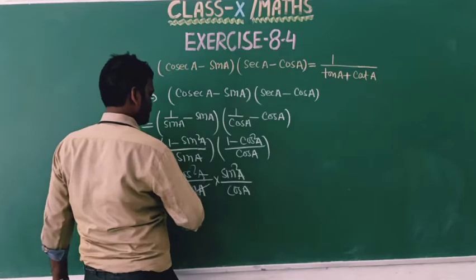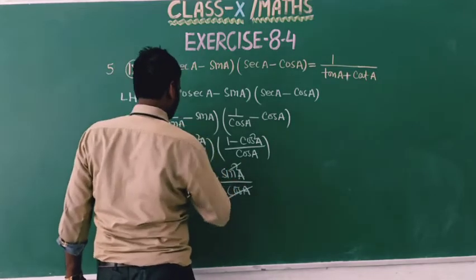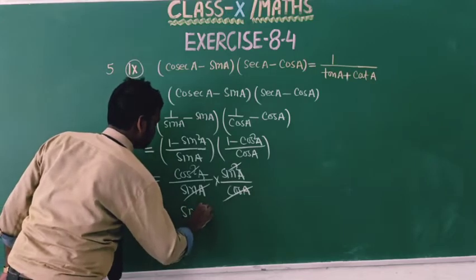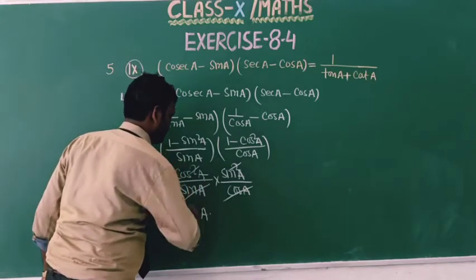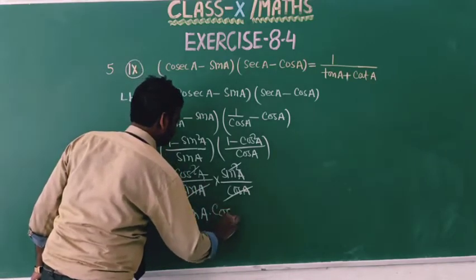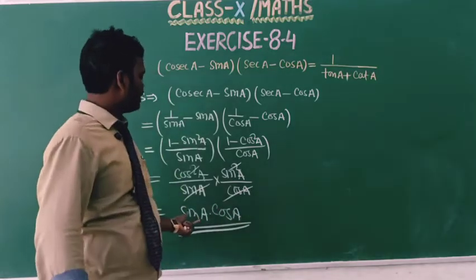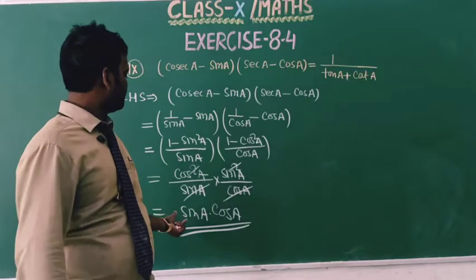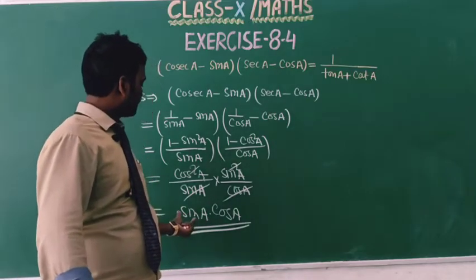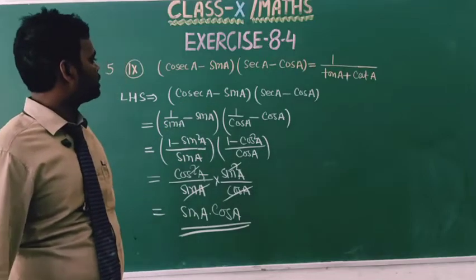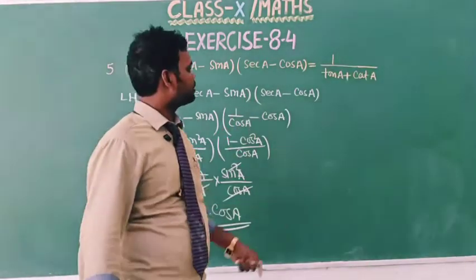Okay, so here sin A, sin cancel, cos cancel. So we get sin A and cos A after simplification. Okay, so here we have got after simplification cos A minus sin A and sec A minus cos A.